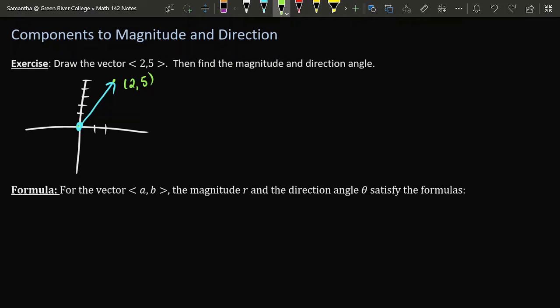So the distance from the origin to the point 2, 5 satisfies the equation that the distance squared is equal to the x squared plus the y squared. So r squared is equal to 4 plus 25, 29, and therefore r itself would equal positive square root of 29. That would be the magnitude.